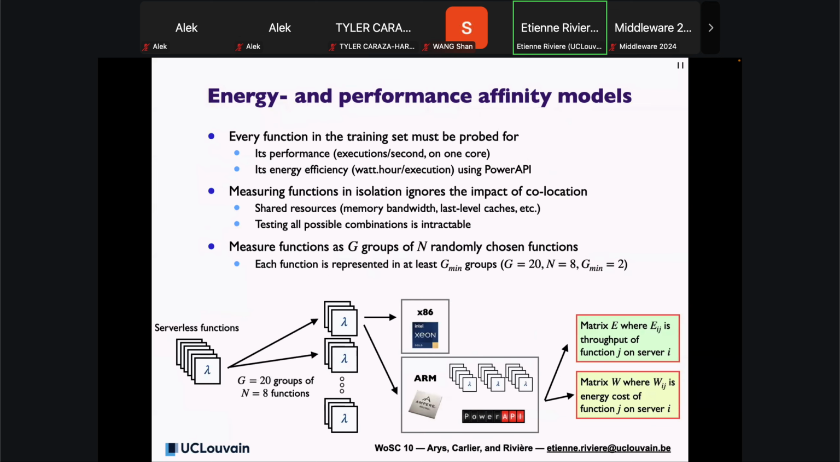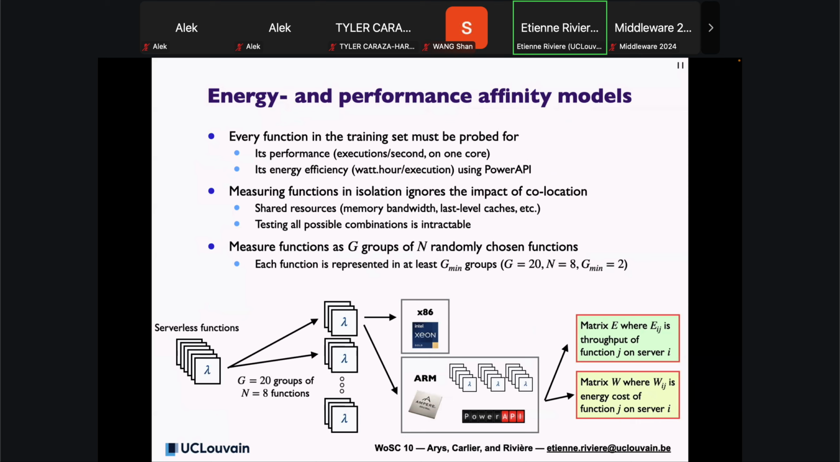The idea is to get all the functions that we have in our training set and run them on the different CPUs in order to know first how many functions you can run per second. So that's simply measuring as a function of time how many functions you run, and also measuring how many watt hours you need for executing those functions. One thing that could come to mind is to run functions in isolation. Maybe I would like to run 20 instances in parallel of a given function without anything else on the CPU and measure performance and energy consumption on that.